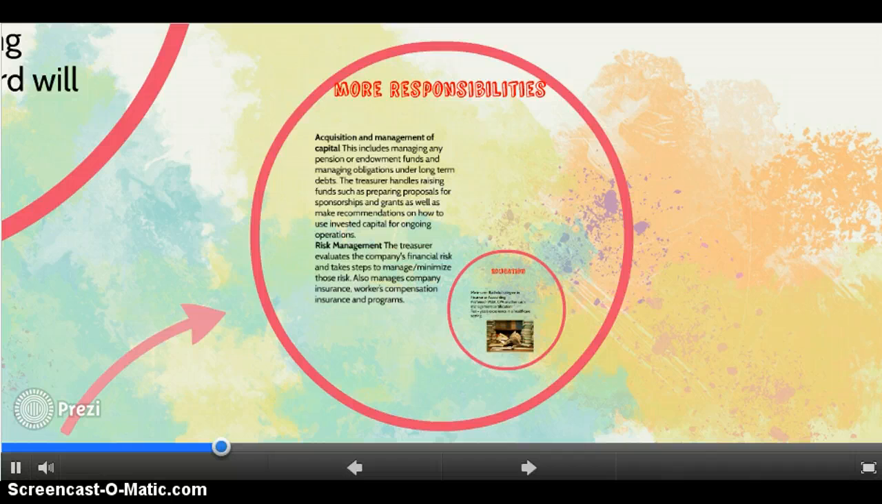With risk management, the treasurer evaluates the company's financial risk and takes steps to help manage and minimize risk that the organization could be facing. Also, he manages the company's insurance, workers' compensation insurance, and programs.